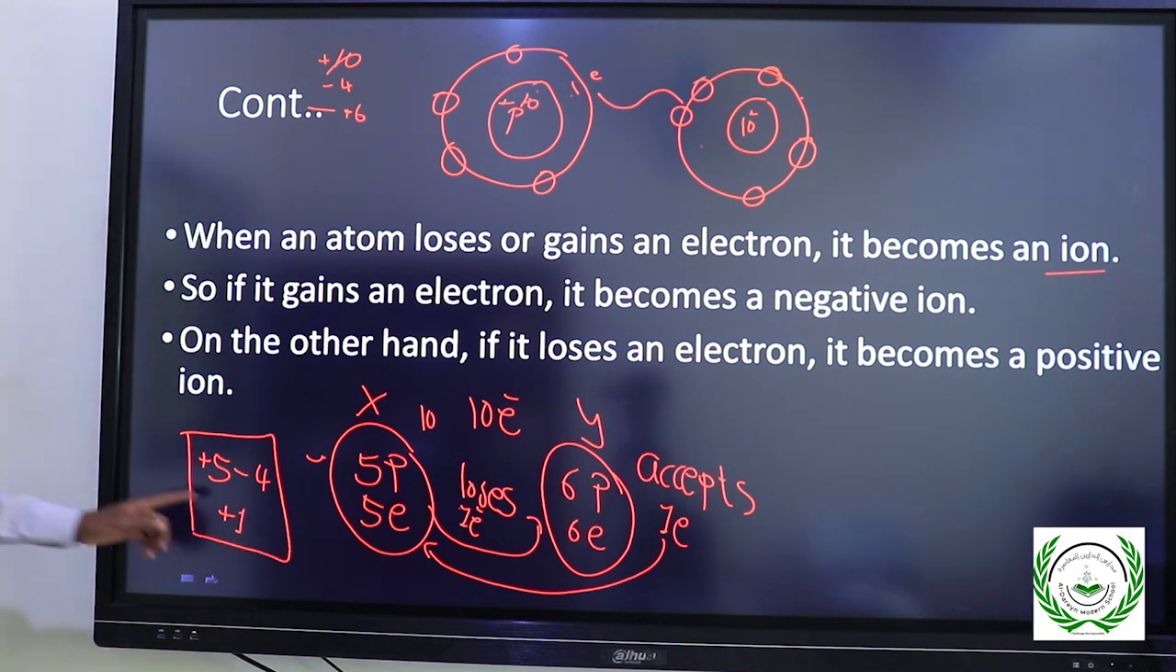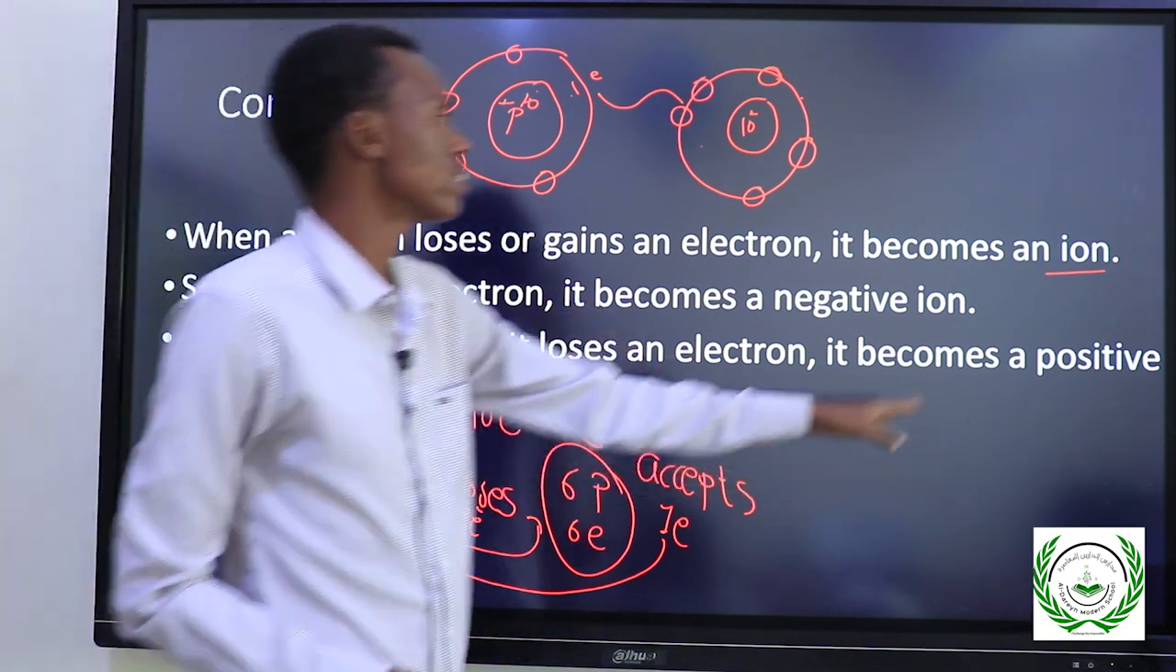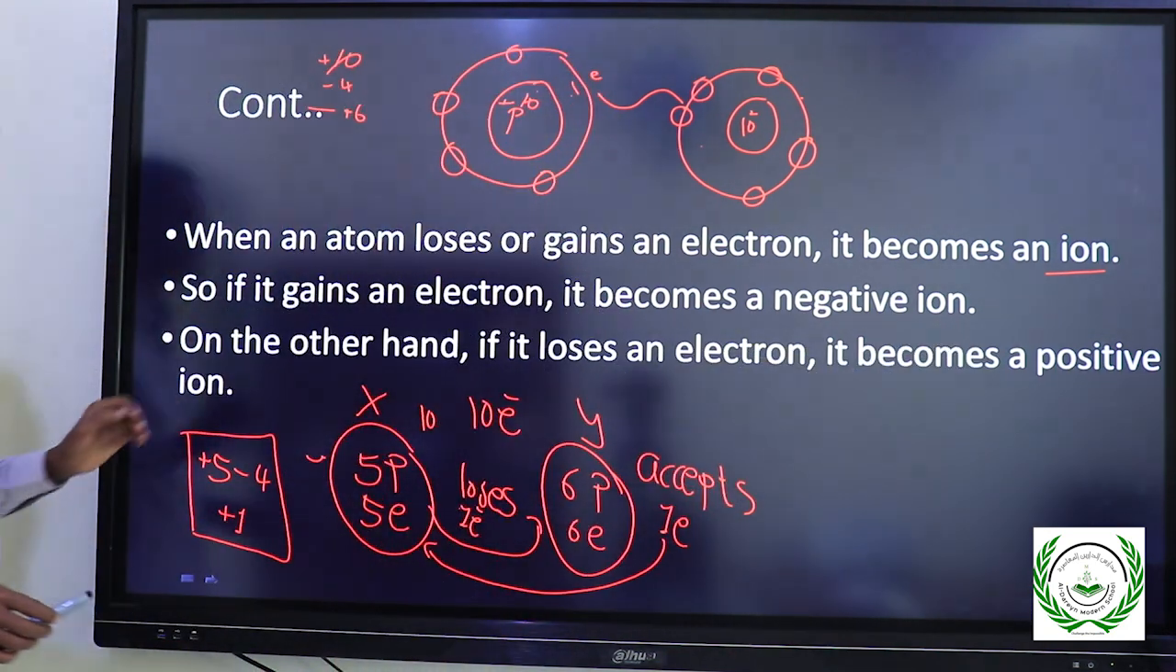It has plus 1. So that's why we said if it loses an electron, it becomes a positive ion.